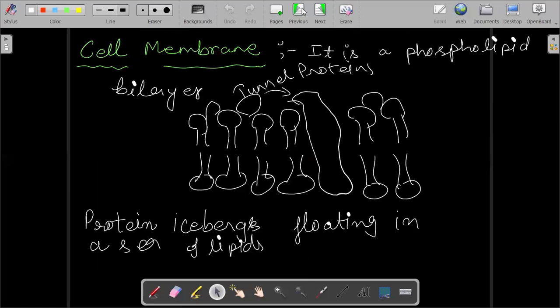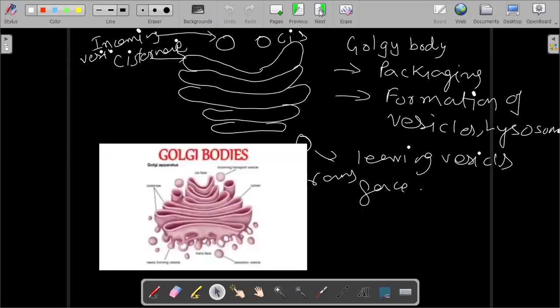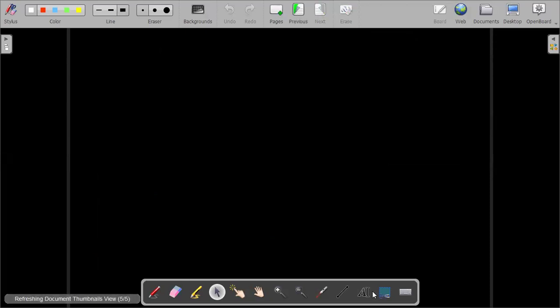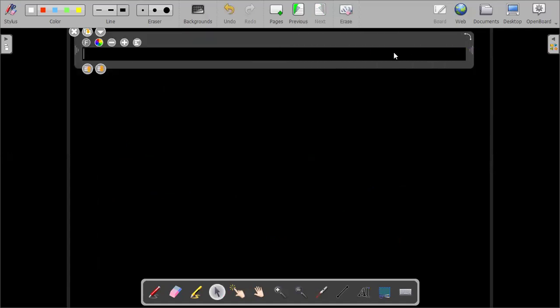So let's move to the next topic. We have done the Golgi body. The next topic is mitochondria. This is a very important part of the cell. Mitochondria, as we know, are the site of energy production. So apart from mitochondria, is there any part of the cell where energy is produced?